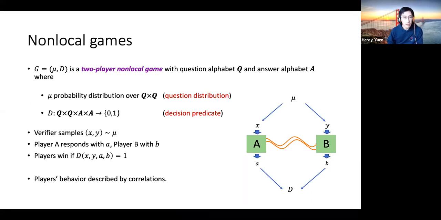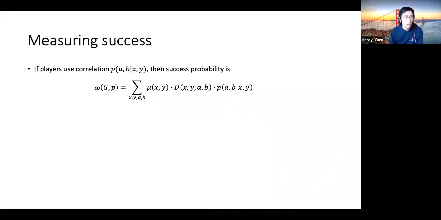And the behavior of the players can be described by correlations between them. So given a game, how well they can succeed in a non-local game depends on what types of correlations you allow the boxes to use. So if the players use some fixed correlation P of AB given XY, then the success probability of that correlation in a game G is given by this formula, omega of G, P.